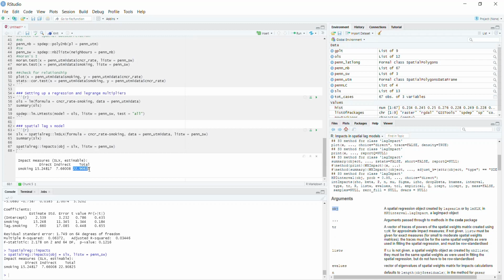Total is, in this case, the sum of these two. And total is basically saying overall what happens when we raise smoking. Overall, when we raise smoking, we see an increase on average of basically 23. So this is going to show us the overall impact of changing smoking on cancer rate. Direct is on the individual raising itself. Indirect is on the individual versus its neighbor. And then total is going to be the overall cumulative impact of changing the variable.